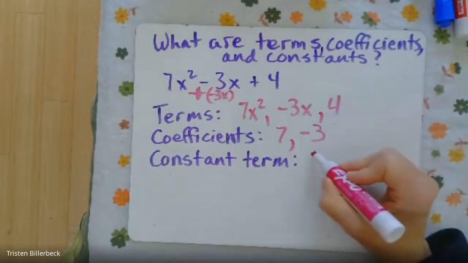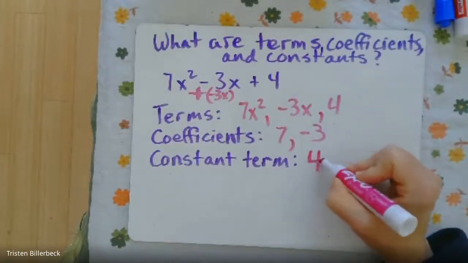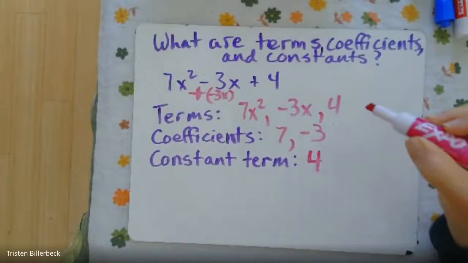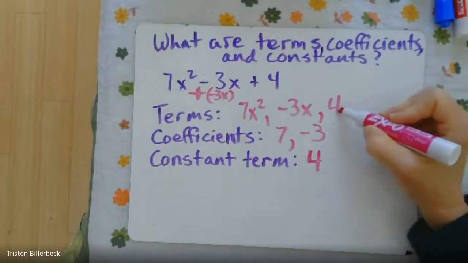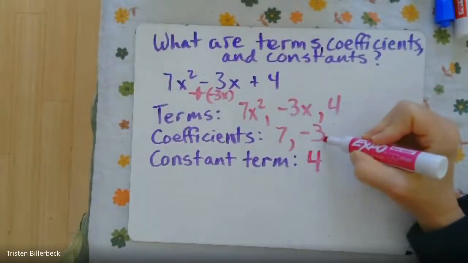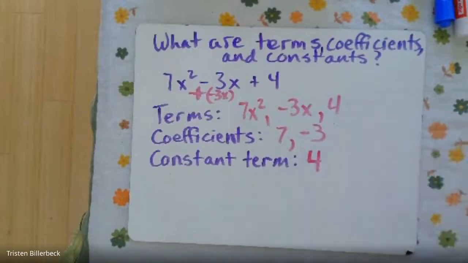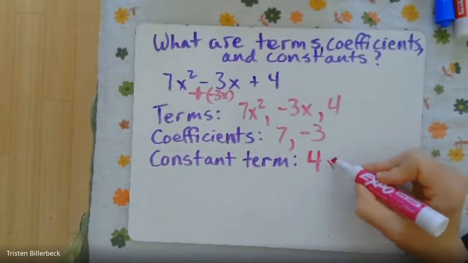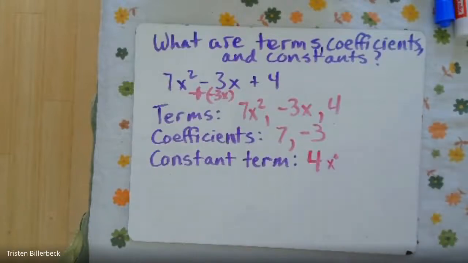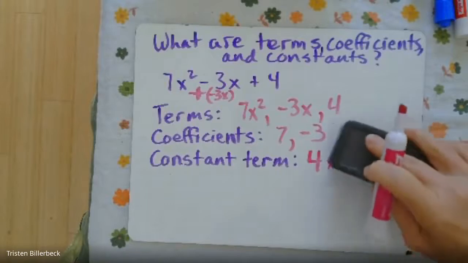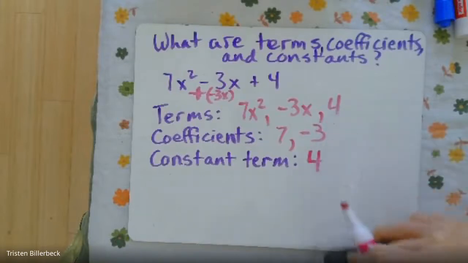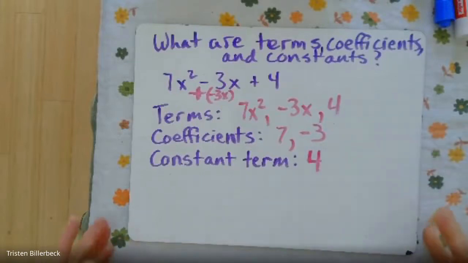So 4 is called a constant term. So again, 4 has no variable, so it can't be a coefficient. So it is a constant term. It stands alone. It really has a little x to the 0, but we won't really talk about that right now. That's for later math, like in high school.